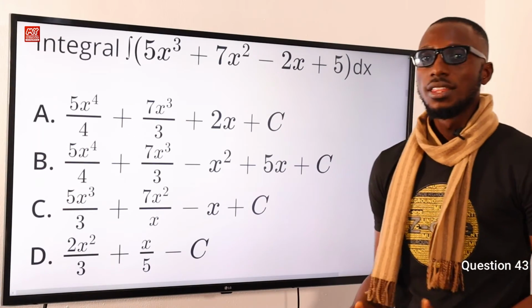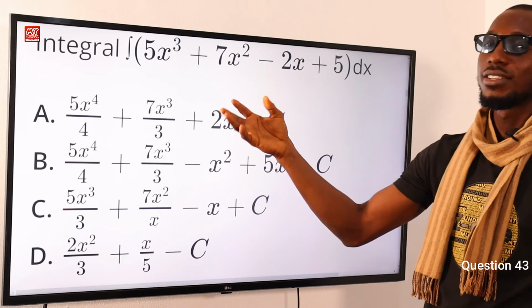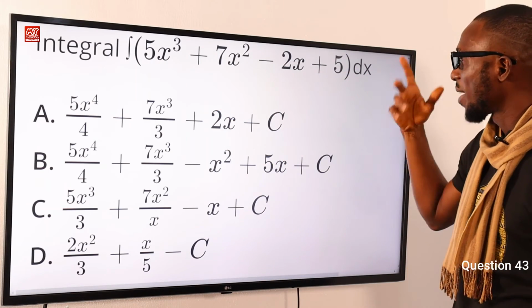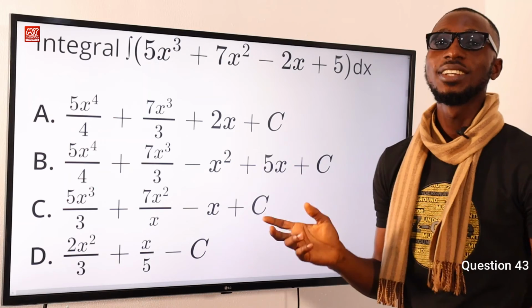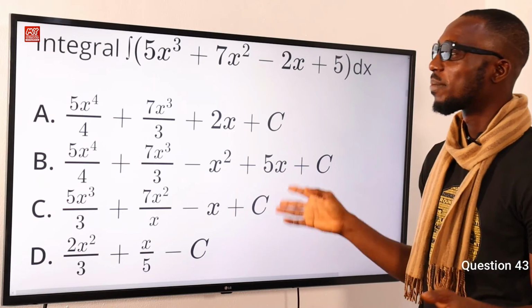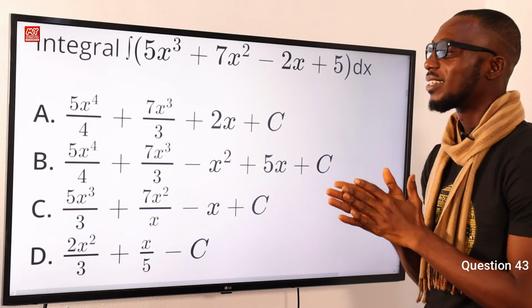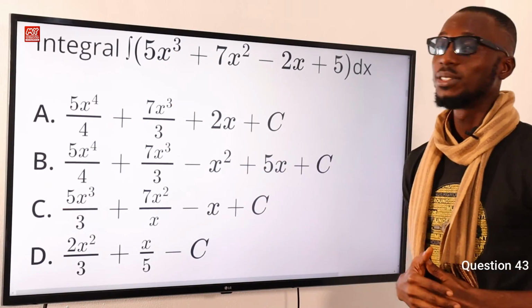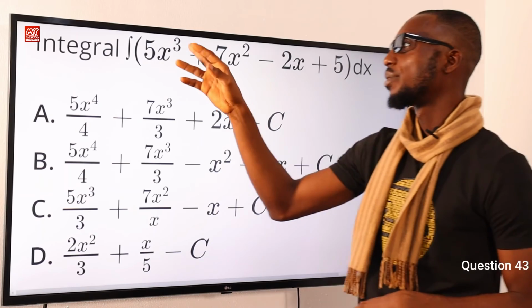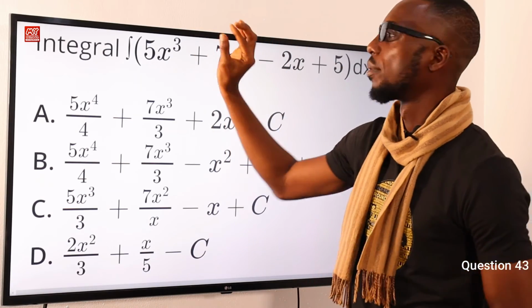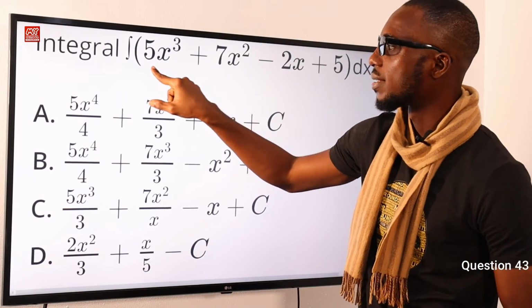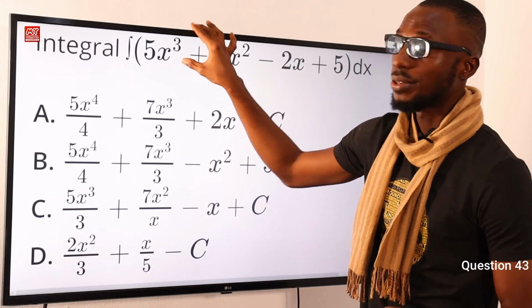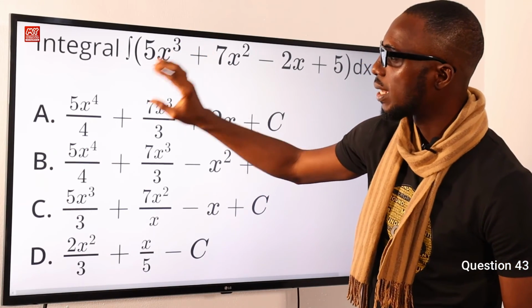Number 43, so we have the integral of 5x cubed plus 7x squared minus 2x plus 5 dx. This is a question on integration. In integration, you add 1 to the power, then you make that sum the denominator. So this is raised to power 3, 3 plus 1 is 4. So that 4 you've gotten is the denominator. That is 5 over 4 x raised to power 4. So we have that here.